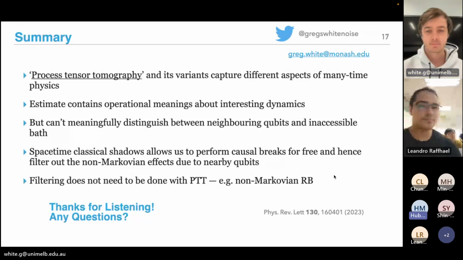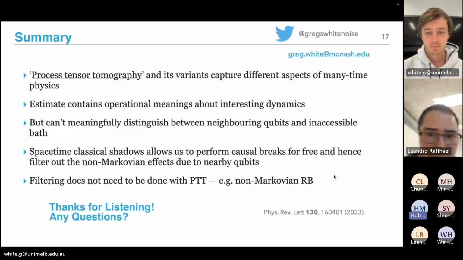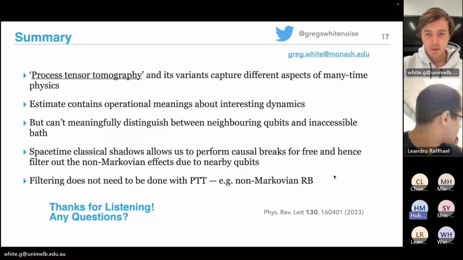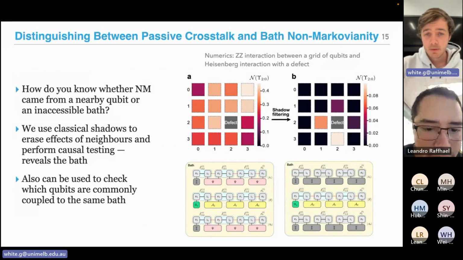So in your numerical simulation, how do you define the environment? Is all the qubit far away defined as the environment, or where is the environment exactly? So the environment is anything which is uncontrollable.